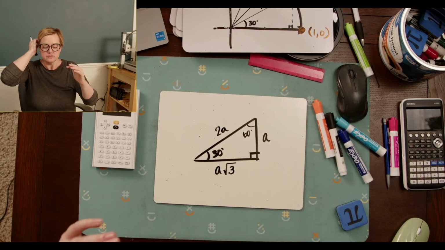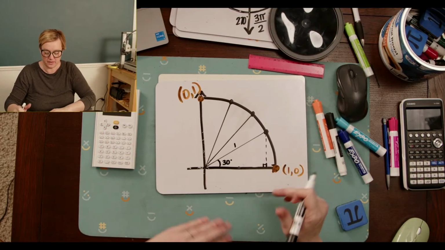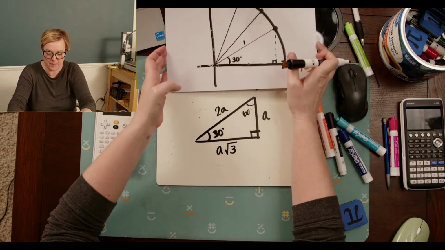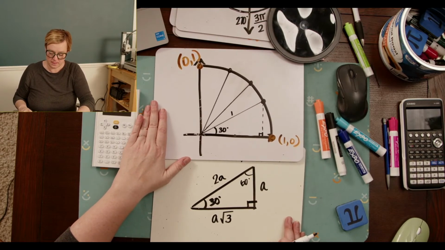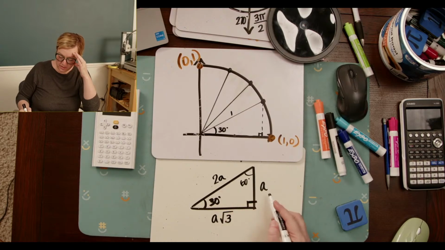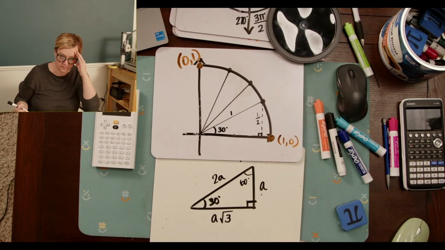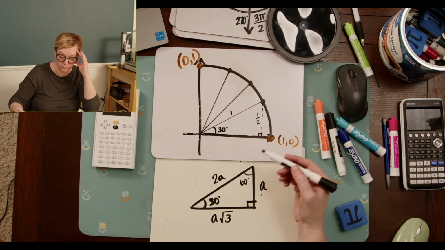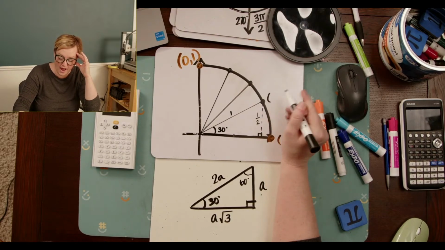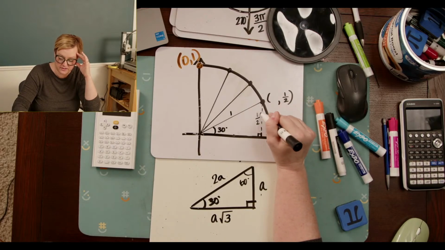Okay. So when we look at the unit circle, it's just a 30, 60, 90 triangle. If the hypotenuse is 1 because it's the unit circle, that means 1 is 2A. So this side length is 1/2, because half of 1 is 1/2. So that means that the y coordinate of this is 1/2, because that side of the triangle is 1/2.